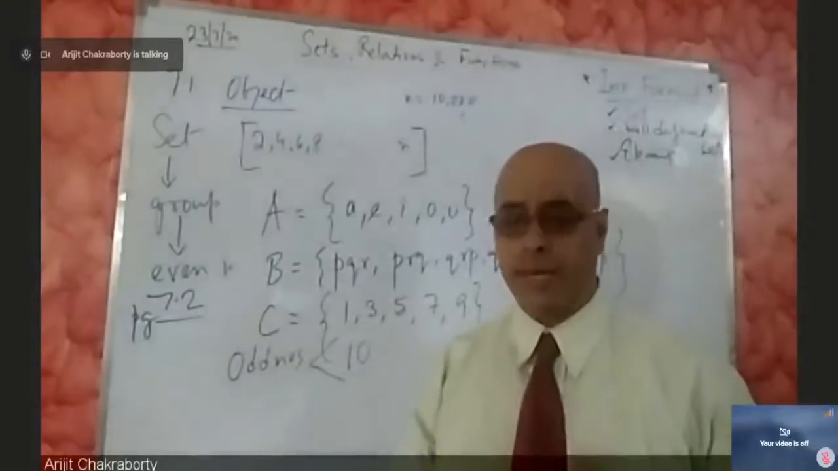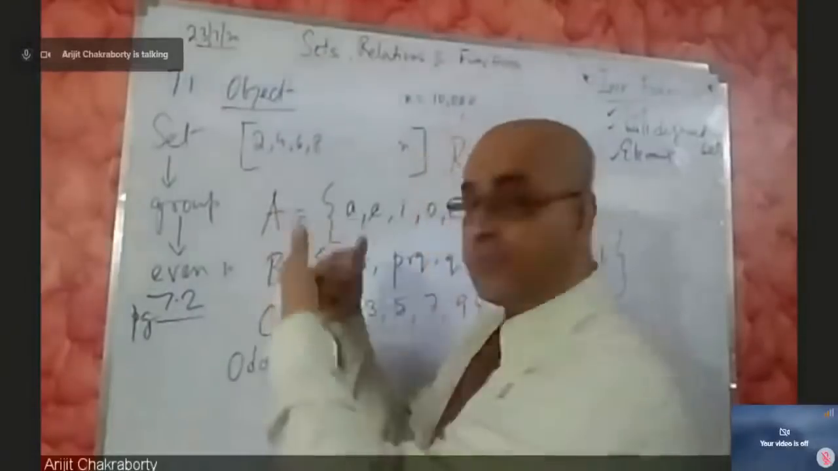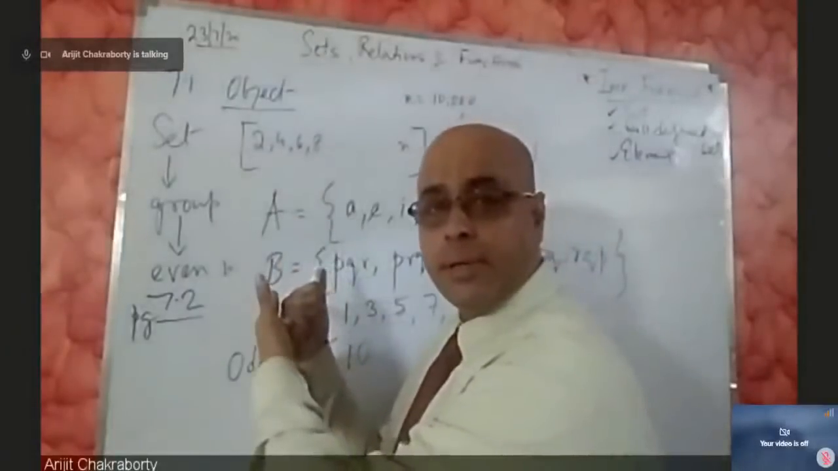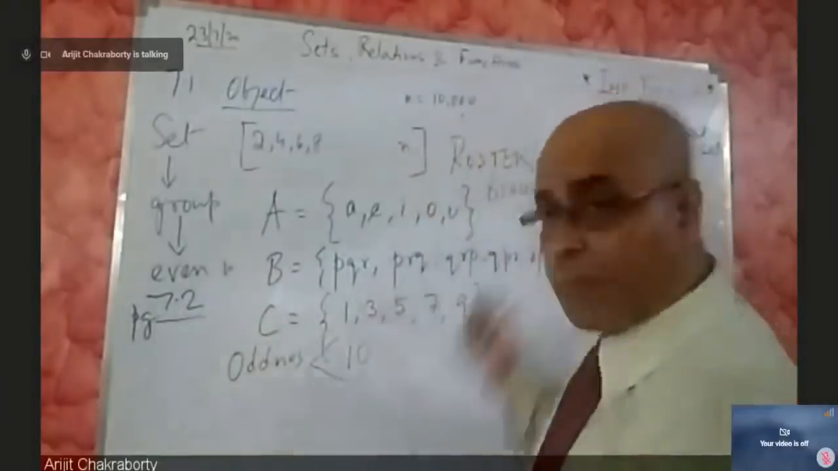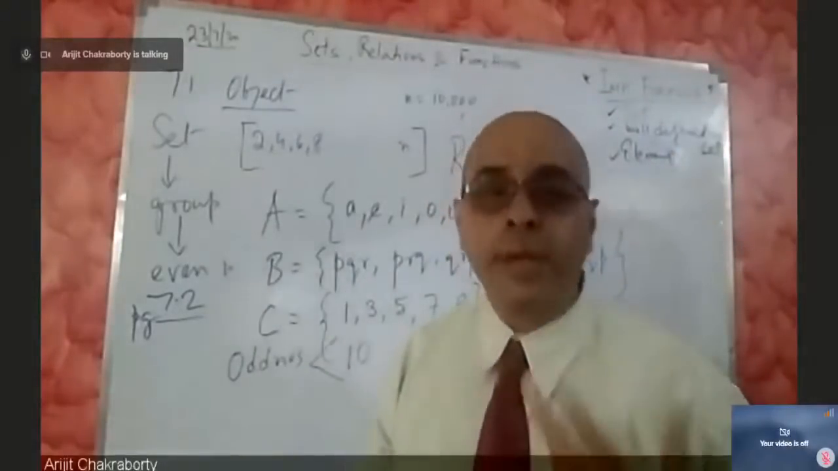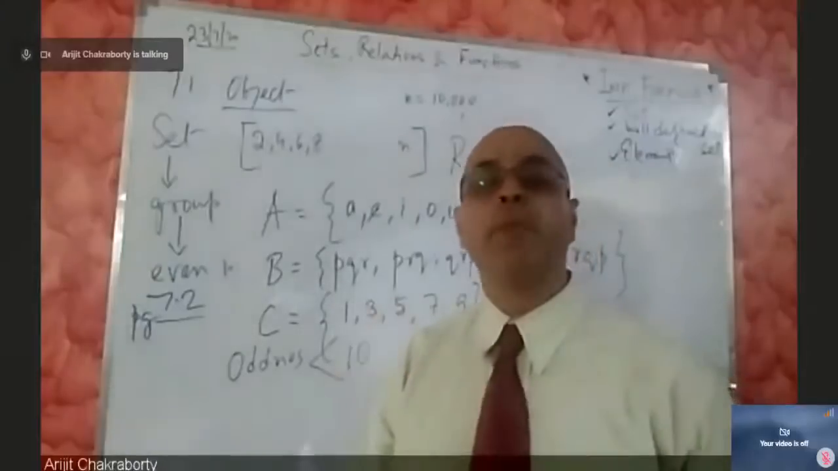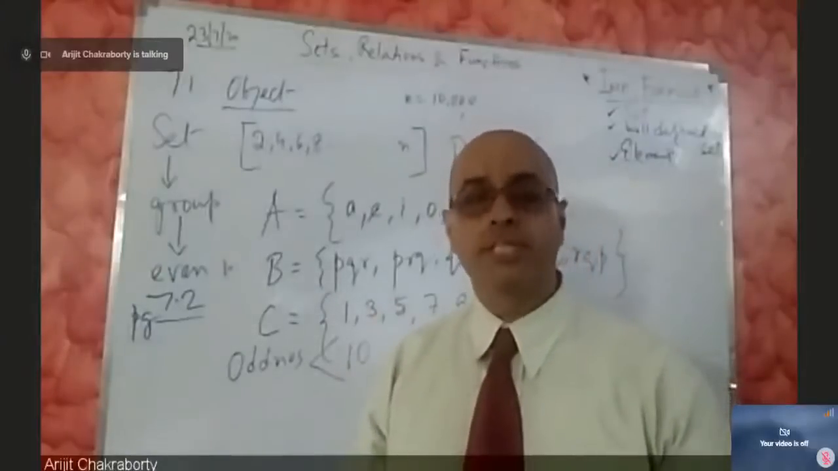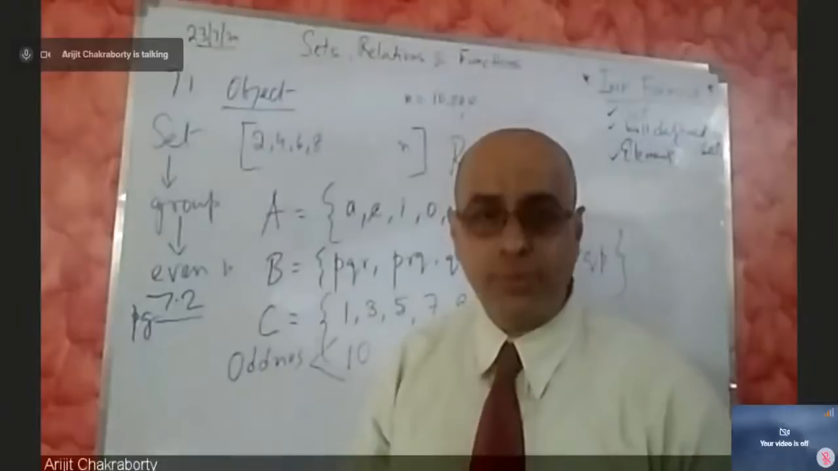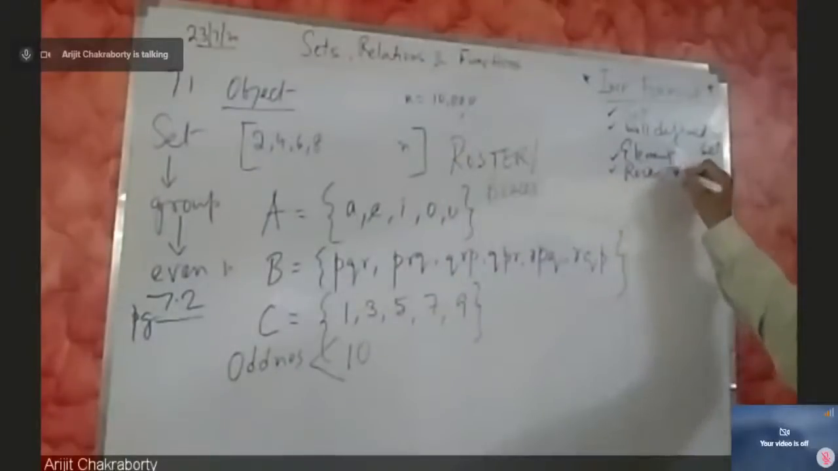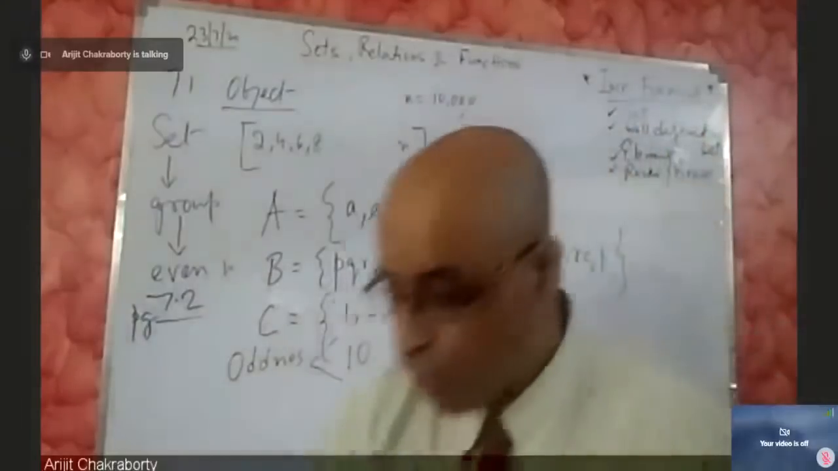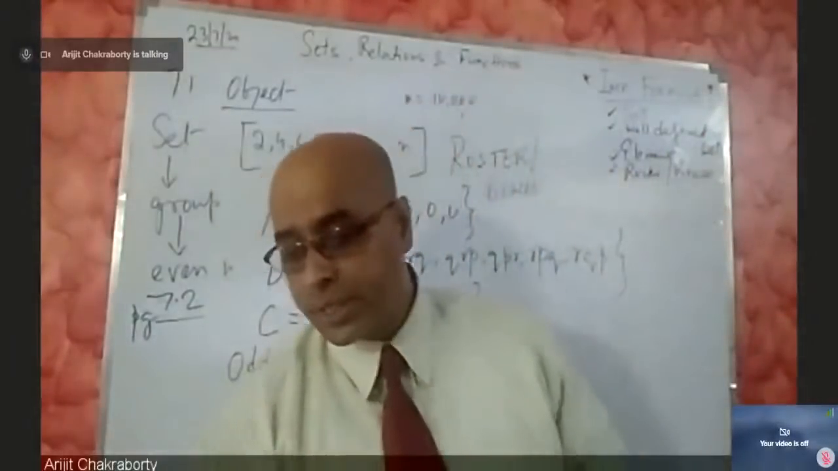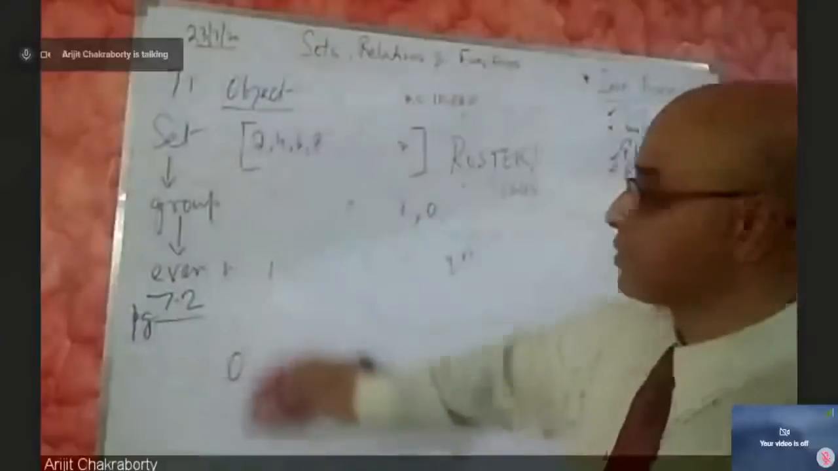That form of writing is not a roster form or braces form. It has a different name. It is called set builder form, or set builder method. So this is roster form, and braces. Now we move on to how the set builder method is written.